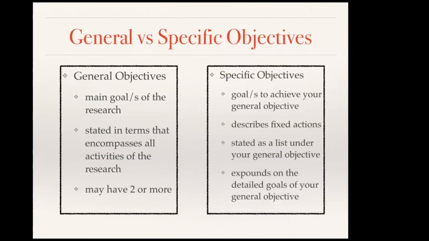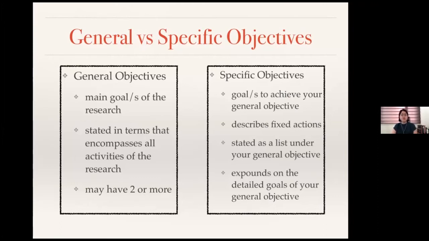Specific objectives, on the other hand, are goals to achieve your general objective. So they actually describe fixed actions, and they're basically stated as a list under your general objective. So if you have a 2 or more general objectives, so for general objective number 1, you can have several specific objectives there. And then for general objective number 2, you can have another list of specific objectives under general objective number 2. No? So how do you write out your specific objectives?